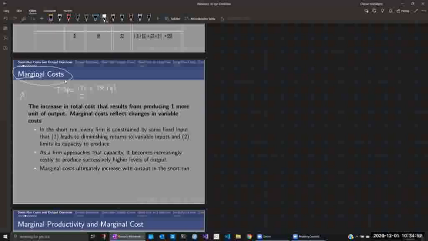The marginal cost is the change, or I could also write D here, in total cost when I increase the production by 1. So it's the cost of the last unit that I produced, which will be related directly to total variable cost, of course.